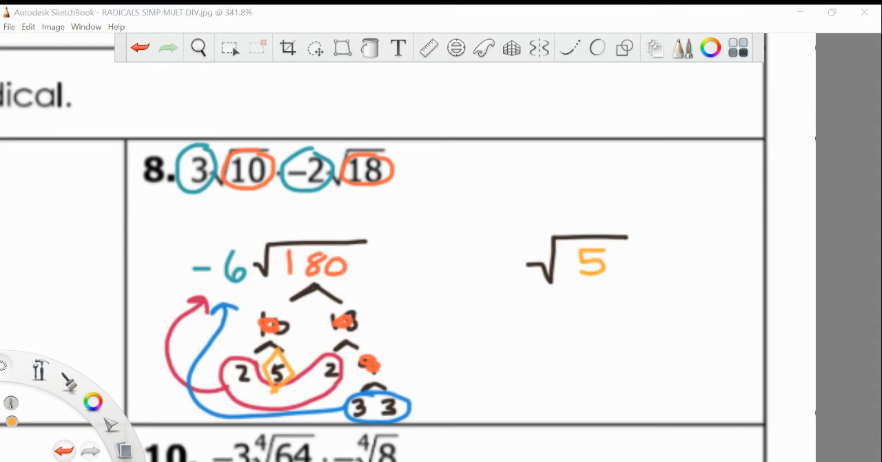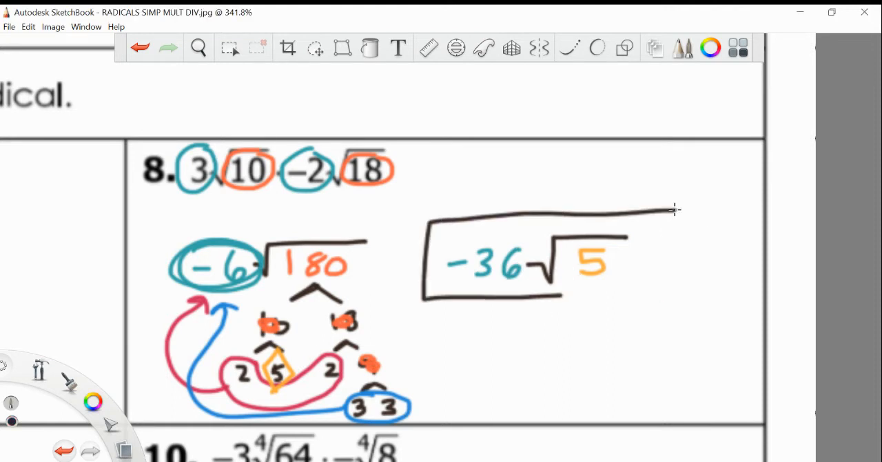On the outside, I need to take out a 2 and take out a 3. And I have a negative 6 that's already there. So I need to combine the negative 6 and the 2 and the 3. And I need to use multiplication. And so 6 times 2 is 12. 12 times 3 is 36. And remember, this started with a negative sign, so I have negative 36 on the outside. That is how you solve this question, and you feel pretty good.